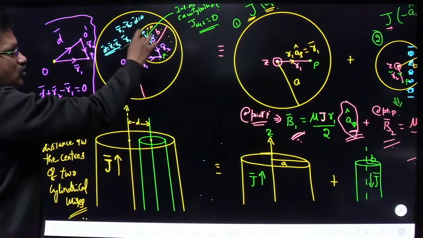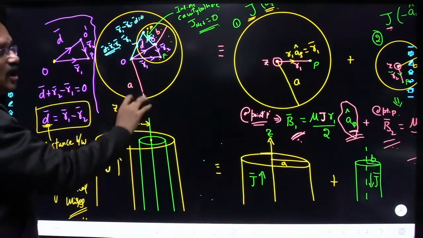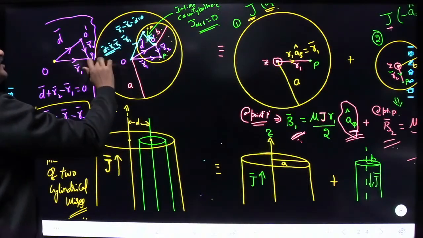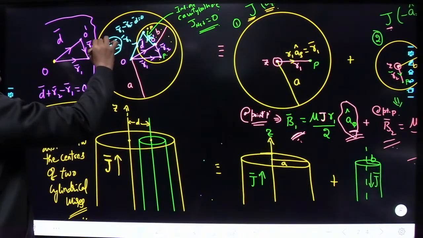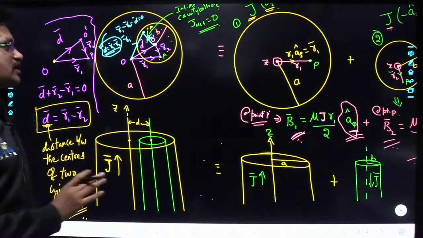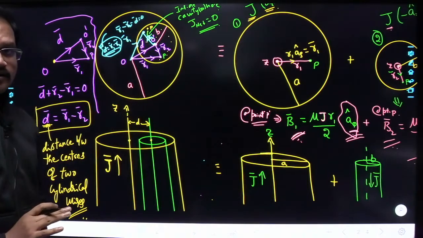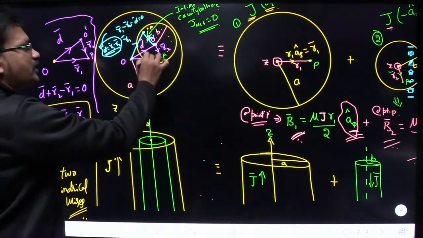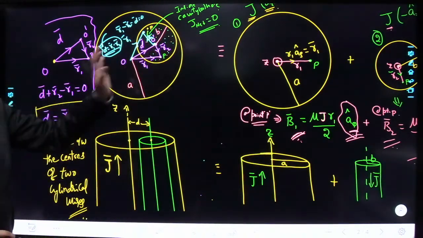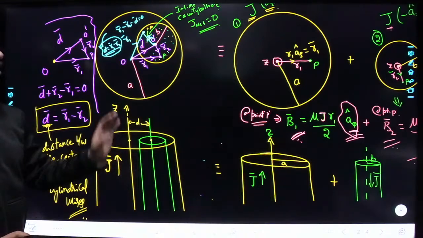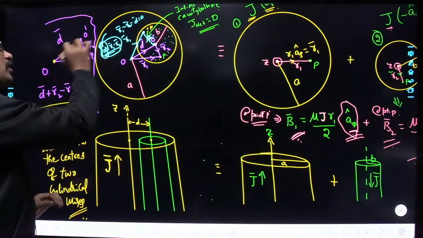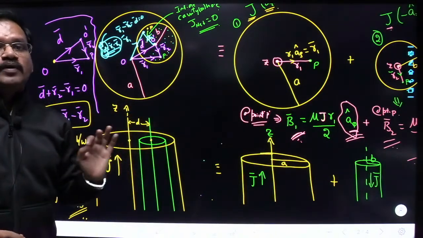Understood? So even though R1 is changing or R2 is changing, finally the result is nothing but d bar. Okay, so that is the beauty of this vectorial sum here, right? So that means whatever the point you can take inside the cavity, at each and every point, the magnetic field is going to depend upon only d. It is going to depend only upon d.